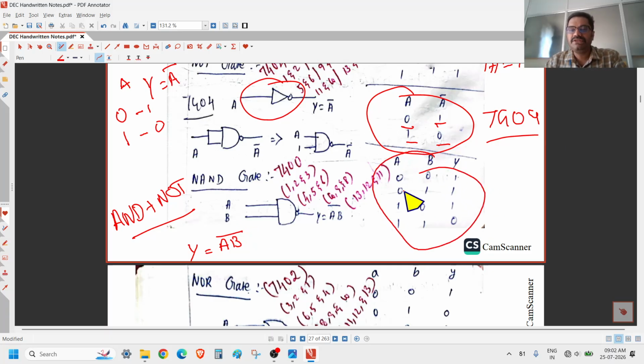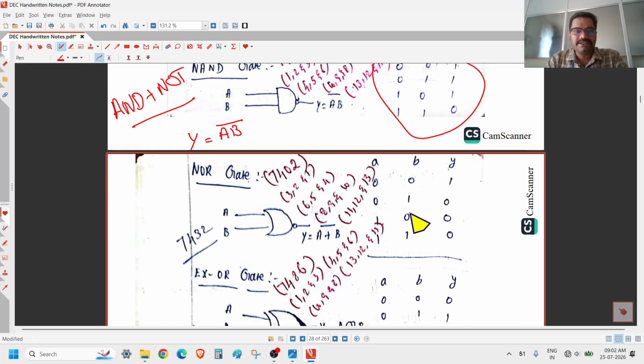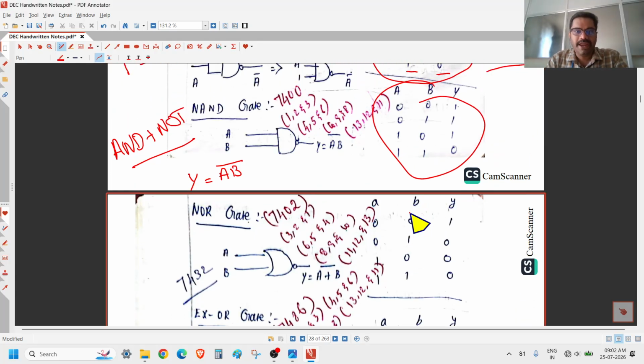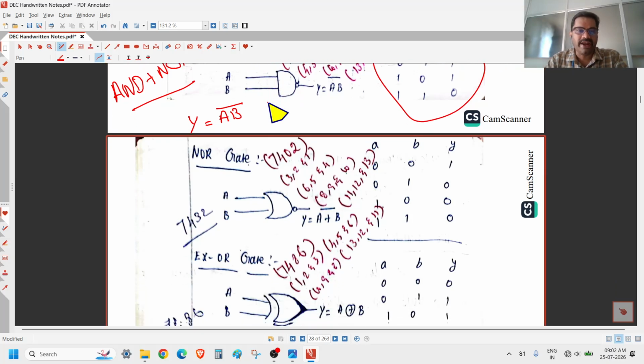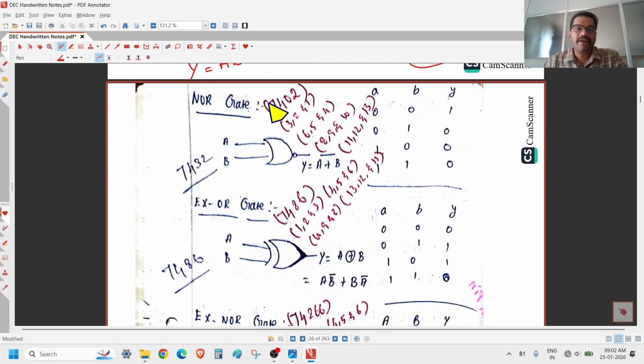So here I am just mentioning the truth table for the NAND gate. This is the opposite of the AND gate, right? Likewise, the next gate is the NOR gate. The IC number for the NAND gate is 7400, so you can remember that also. And the next gate is the NOR gate.